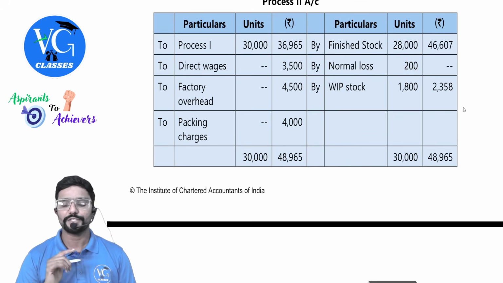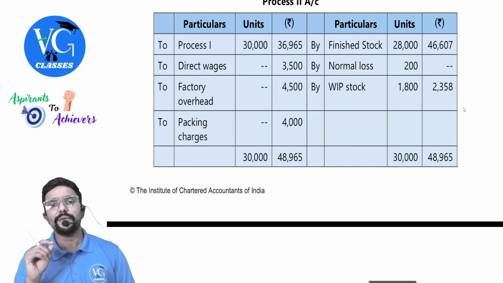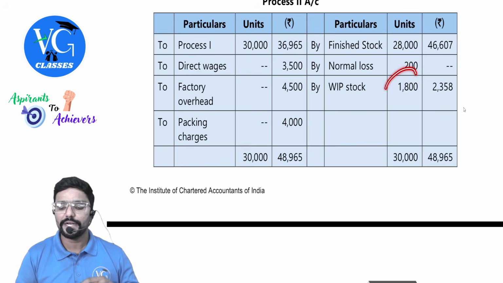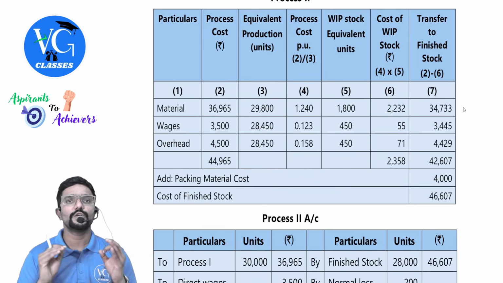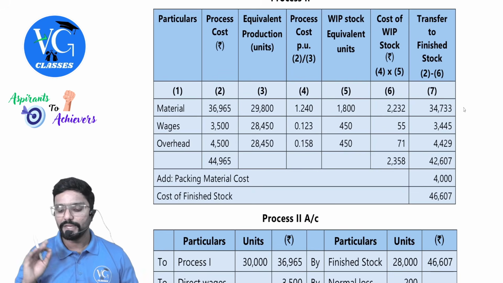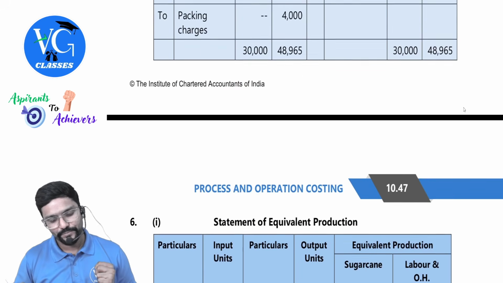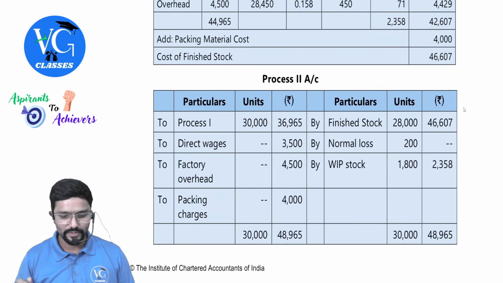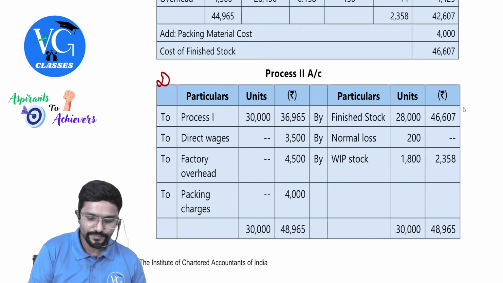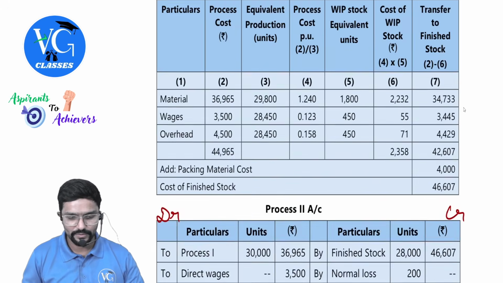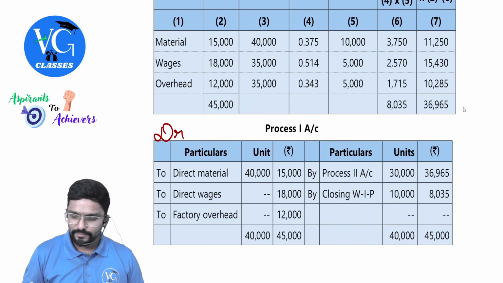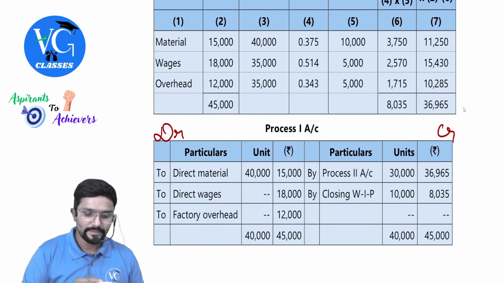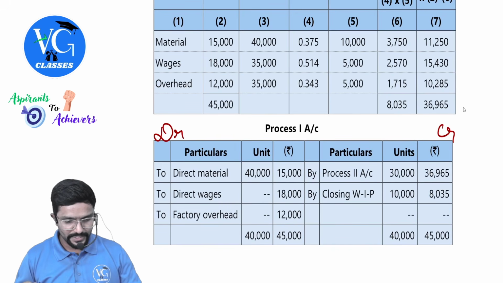Units will not match. So by WIP, work in progress stock, 1,800 units, actual units. Please be careful. So what is the amount of it? 2,358, guys. Okay. That's all about the process 2 account. Yeah. Let us move to the next question.